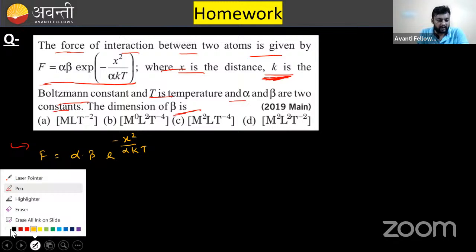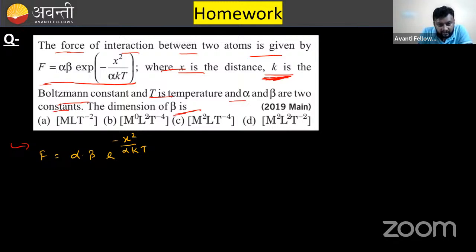First thing that you should remember, you can recall it, is that this whole term is dimensionless. I have told you in the previous session. And this term is also dimensionless. Individually, I'm saying that the power is dimensionless and the whole exponential part is dimensionless. That means, from the principle of homogeneity, the dimension of force must be the same as the dimension of alpha and beta, because the remaining part is dimensionless. Everyone should listen. So to find the dimension of beta, you must know the dimension of alpha.